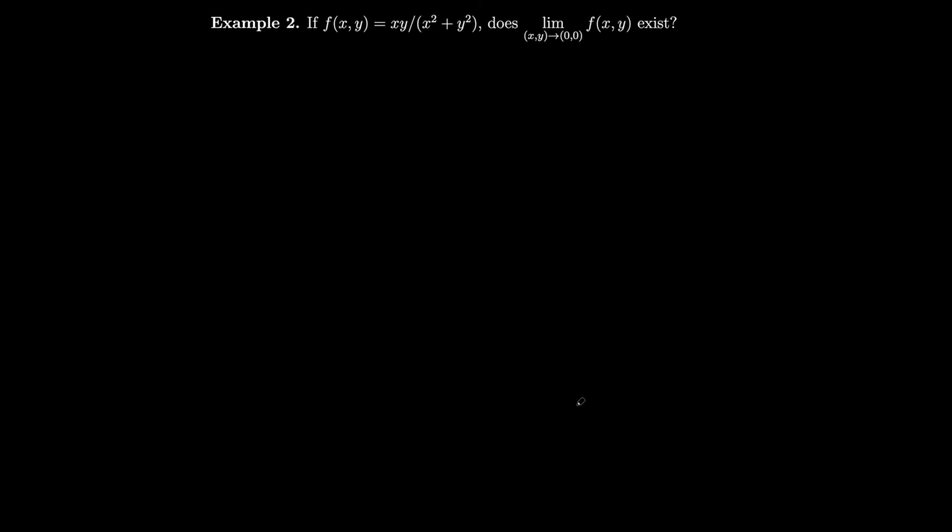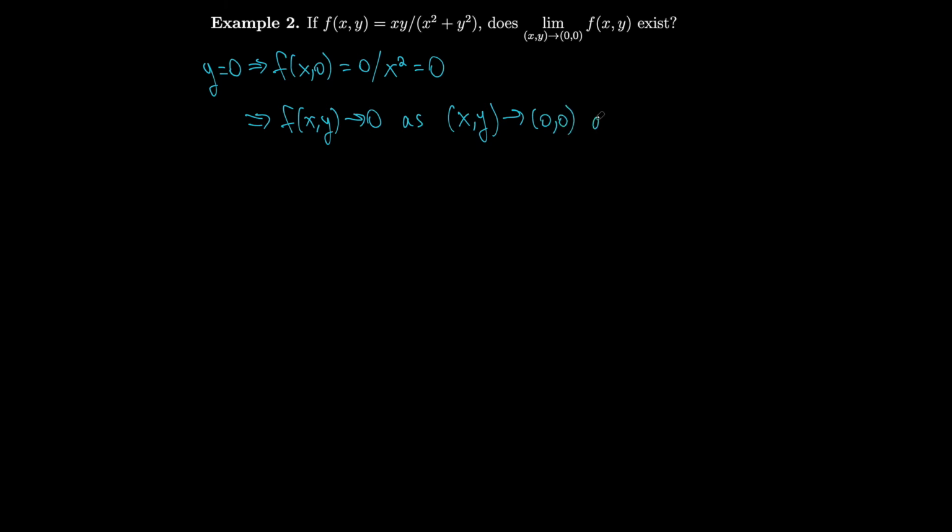Let's do another example. How about if we have the function xy over x squared plus y squared? Again, we will approach the origin. So how about we go along the x-axis again? That's where y is 0, so we're looking at f of (x, 0), and we get 0 over x squared, which is 0. So it looks like f(x, y) approaches 0 as (x, y) approaches the origin along the x-axis.